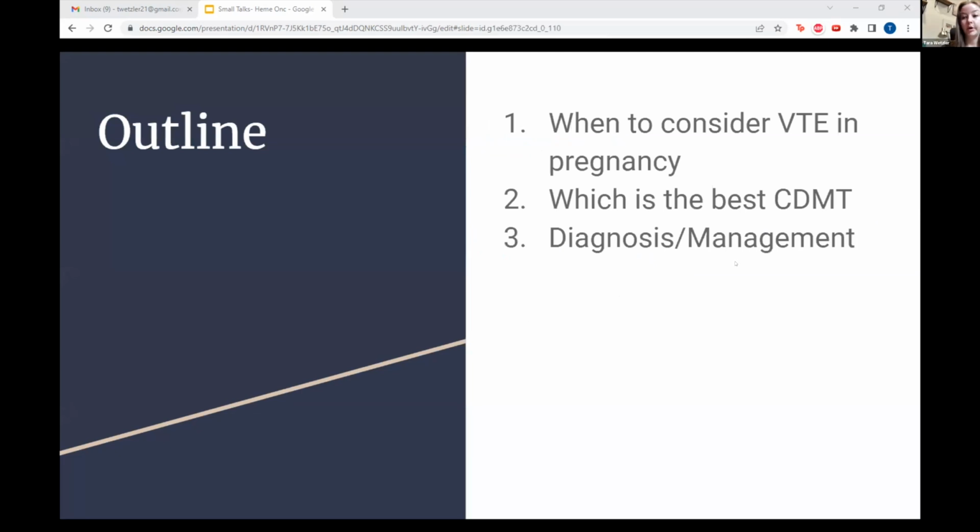So we're going to be going over when to consider VTE, venous thromboembolism, in pregnancy, which of the clinical decision-making tools that we have available to us is the best, and then briefly touching on diagnosis and management.